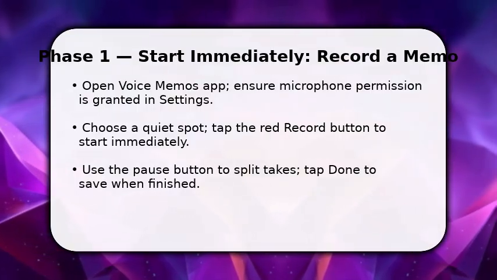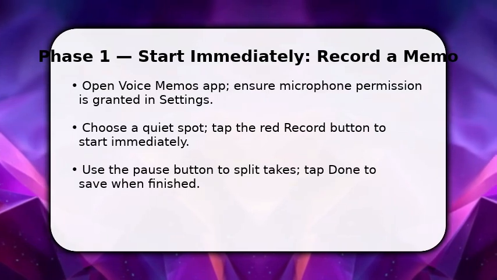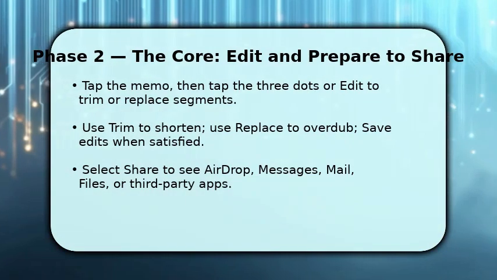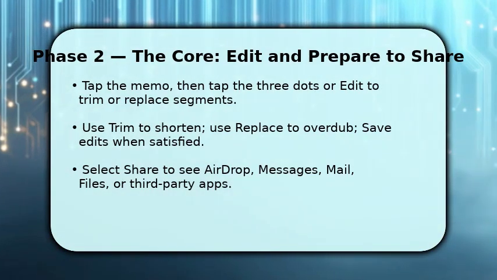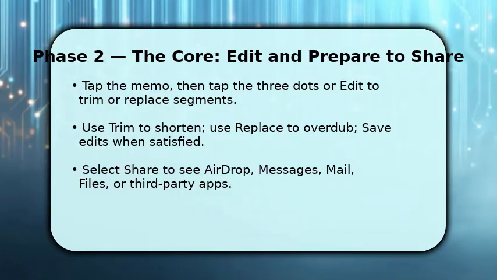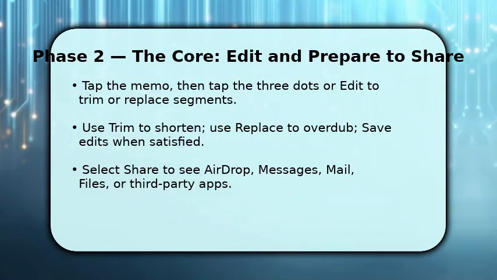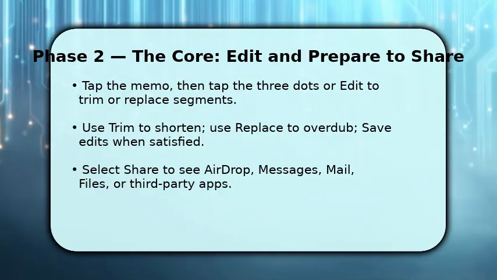Now edit. Tap the memo and choose Edit to trim or replace parts you don't want. Trim removes sections precisely. Replace lets you overdub without creating a new file. Save edits when you're satisfied so the shared version is clean.